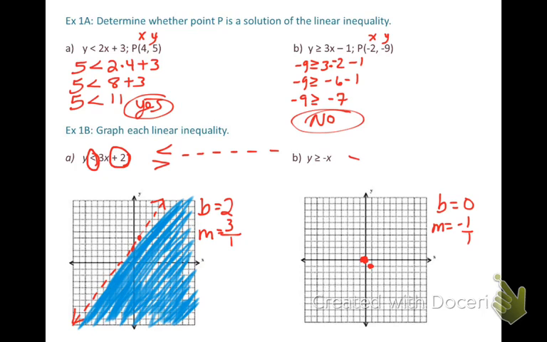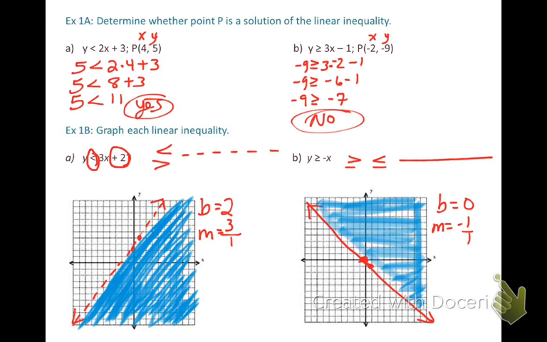Now, when I have a greater than or equal to sign or a less than or equal to sign, I have a solid line. So I'm going to have a solid line going all the way through. And it's greater than the line, so it's all the points above the line. So there's your answer to this. Highlight it all.